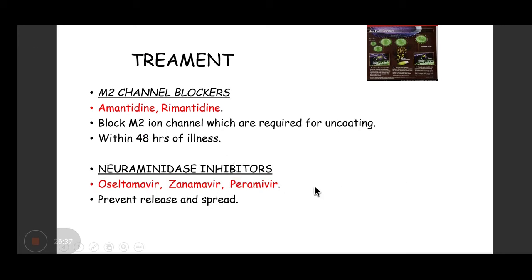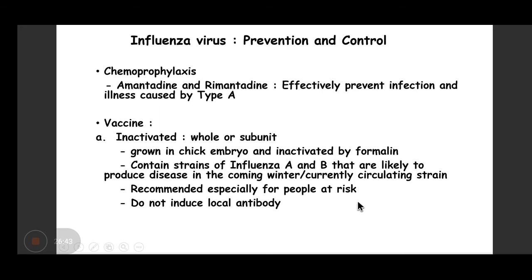Neuraminidase inhibitors, they act both on influenza A and B. M2 inhibitors, they act only on influenza A. Now coming to the prophylaxis for influenza virus, chemoprophylaxis can be given: amantadine, rimantadine, and vaccine. Three types of vaccines are available.